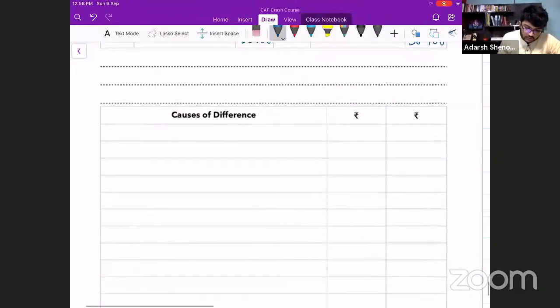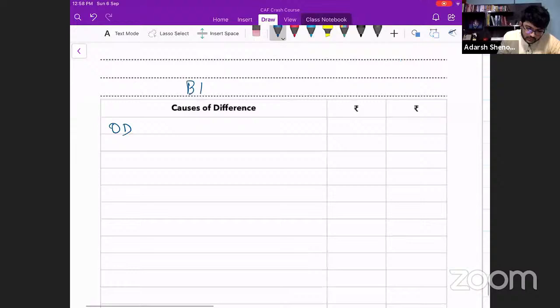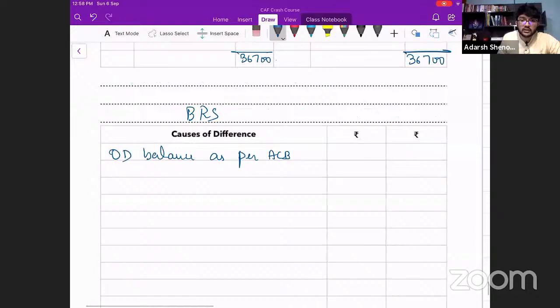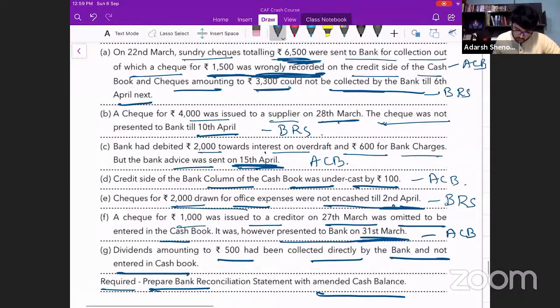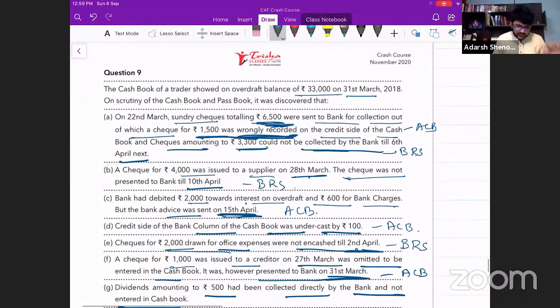So you have to start over here. OD, this is BRS. OD balance as per ACB. How much is the balance? 33,200. Now, what are the BRS items? Only few BRS items we have. Quickly, we will do this.